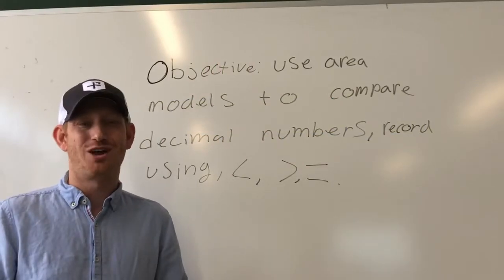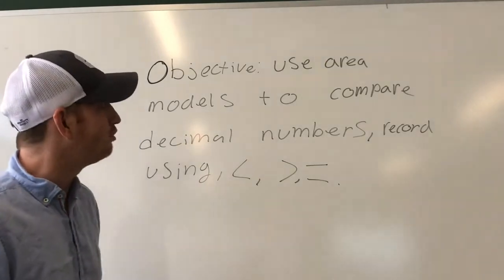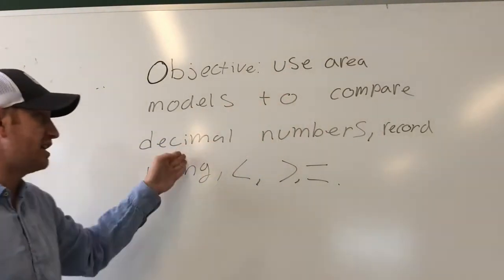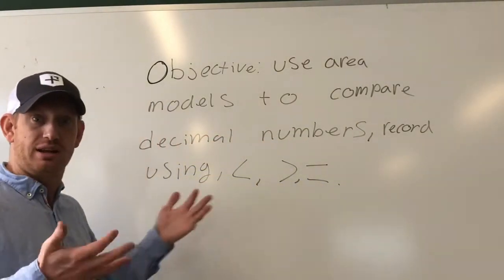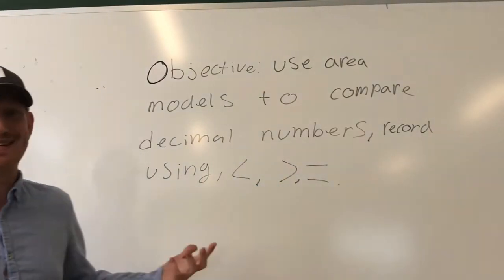Welcome back to another math lesson with me, Mr. Duclos. Today, our objective is to use the area model to compare decimal numbers and to record using the greater than, less than, or equal symbol. Let's jump right in and see what we can do.